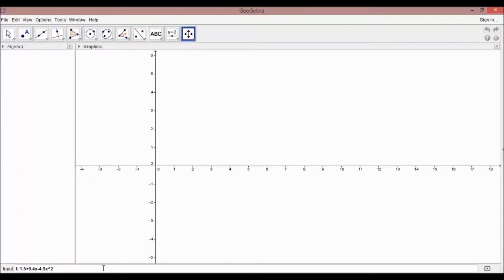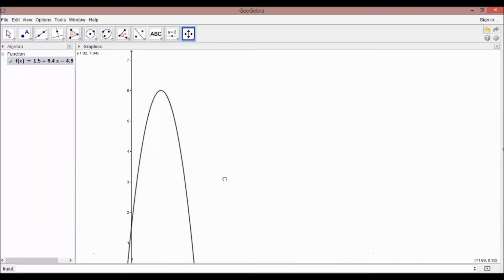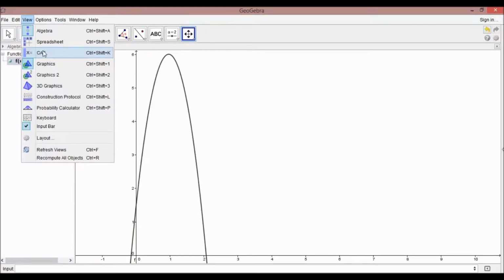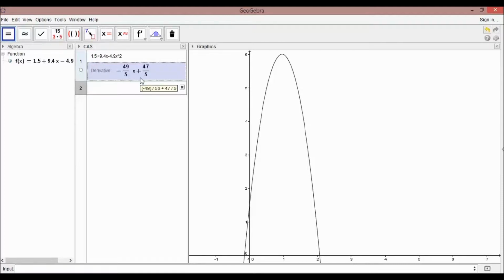So let's once again graph the position function using GeoGebra. Now we can use the computer algebra system to evaluate a derivative symbolically. So let's check our velocity function. So we have the position function, 1.5 plus 9.4 times x minus 4.9 times x squared. And we'll take the derivative. And if we convert the fractions to decimals, we will have the same velocity that we have already calculated.